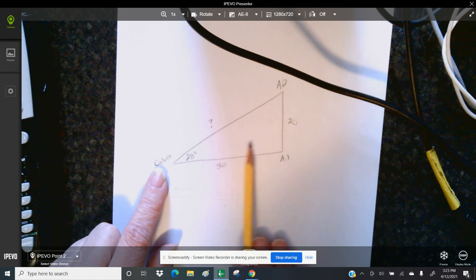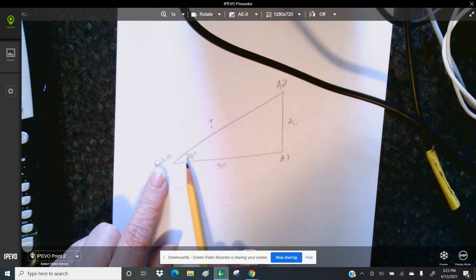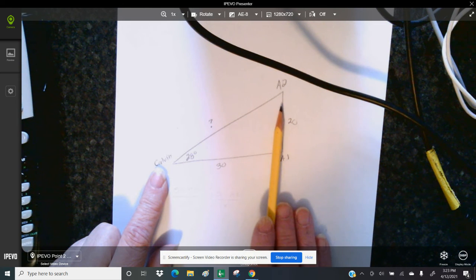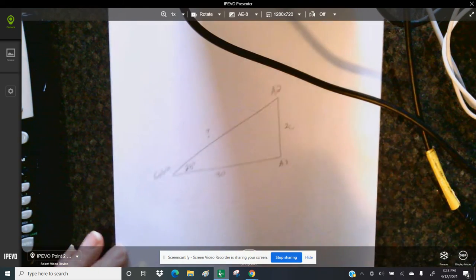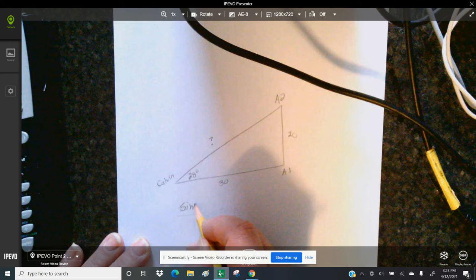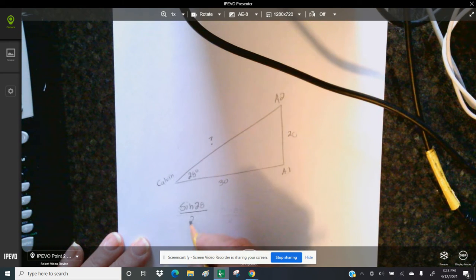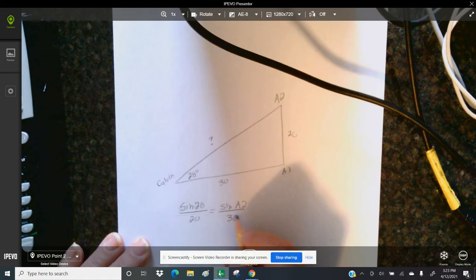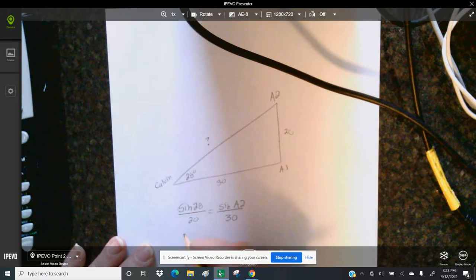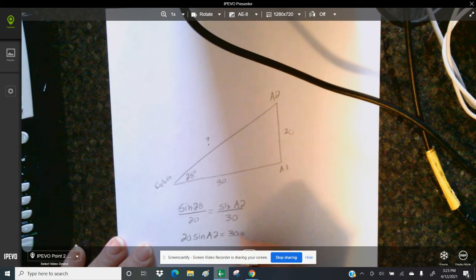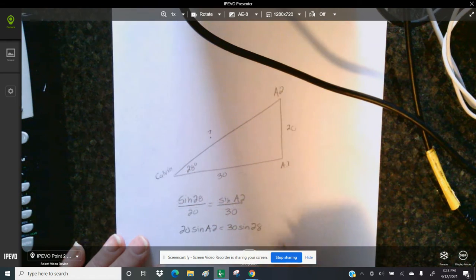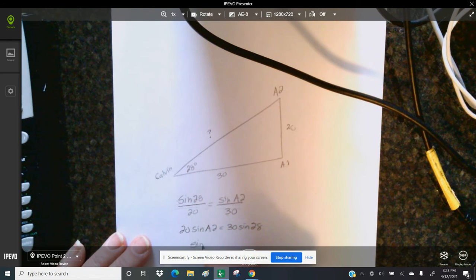Well, I have one angle and the side opposite, so I can use the law of sines. But in order to use the law of sines, I have to find this angle first. So I'm going to say the sine of 28 all over 20 equals the sine of A2 all over 30. And I can cross multiply. 20 times the sine of A2 equals 30 times the sine of 28, and then divide by 20. The sine of A2 equals 30 times the sine of 28 all over 20.